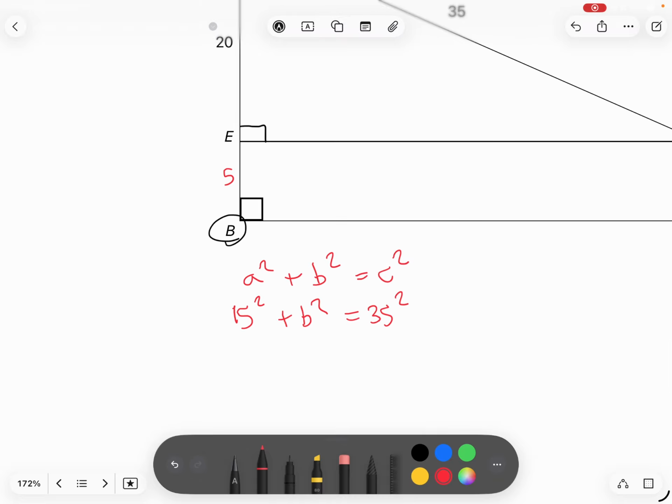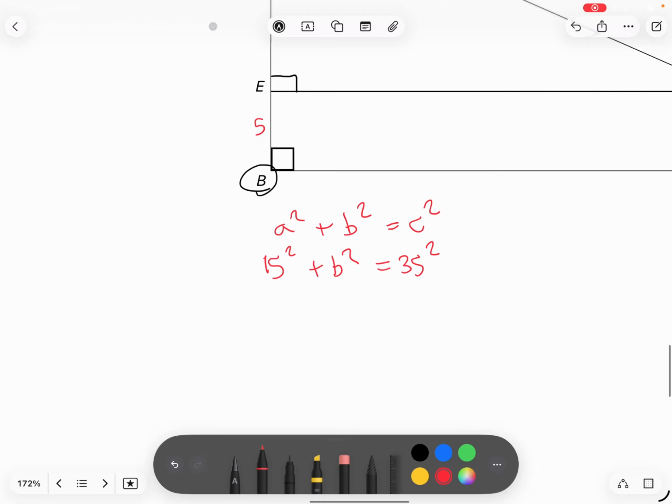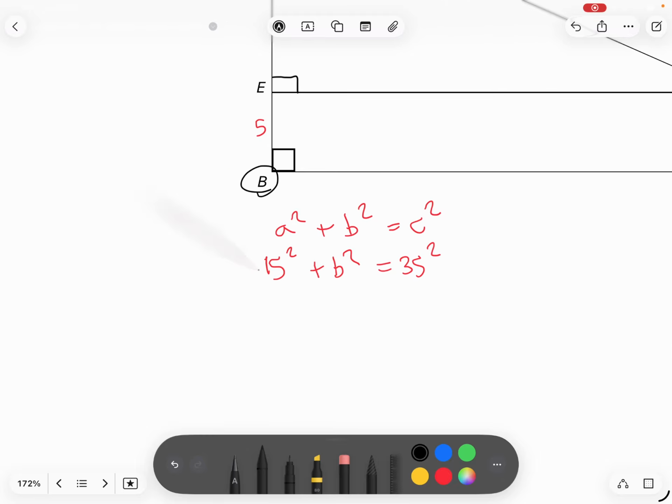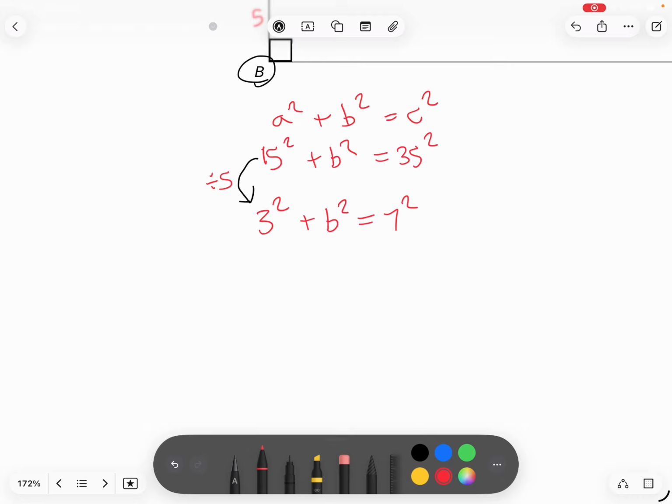So this is going to be a pretty unfortunate equation to solve. These are very large values here, the 15 and 35. We wouldn't want to deal with this. So what we do instead is we would scale this entire equation down by 5. We're essentially dividing it by 5. So we would get 3 squared plus the B squared, we don't know what it is, so it's not scaling anything. Then 35 squared scaled down would be 7 squared, since 7 times 5 is 35. So now this is a much easier equation to solve. We have 9 plus B squared equals 49.